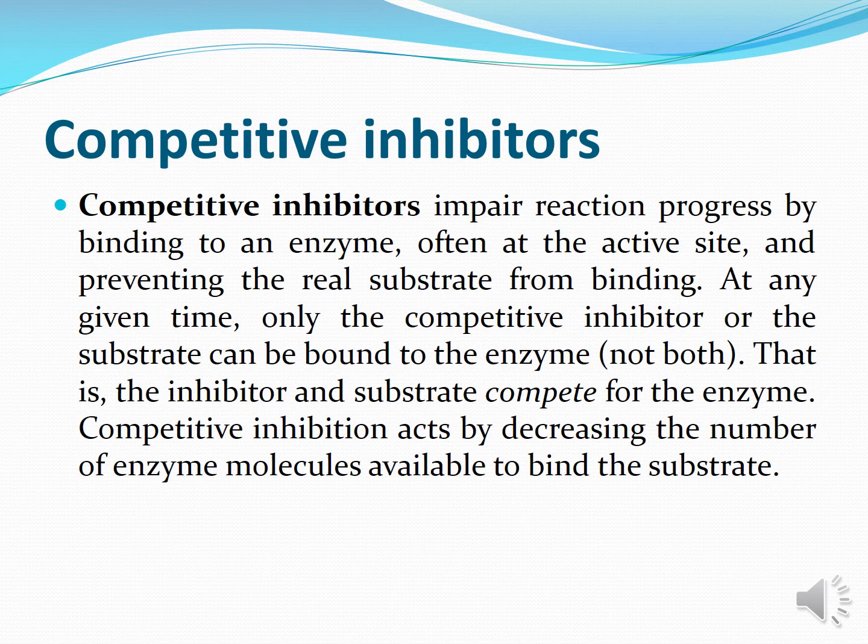So, see here, competitive inhibitors, we can say, impair reaction progress by binding to an enzyme, often at the active site, and preventing the real substrate from binding at any given time. Only the competitive inhibitor or the substrate can be bound to the enzyme, not both. That is, the inhibitor and substrate compete for the enzyme. Competitive inhibition acts by decreasing the number of enzyme molecules which are available to bind the substrate.